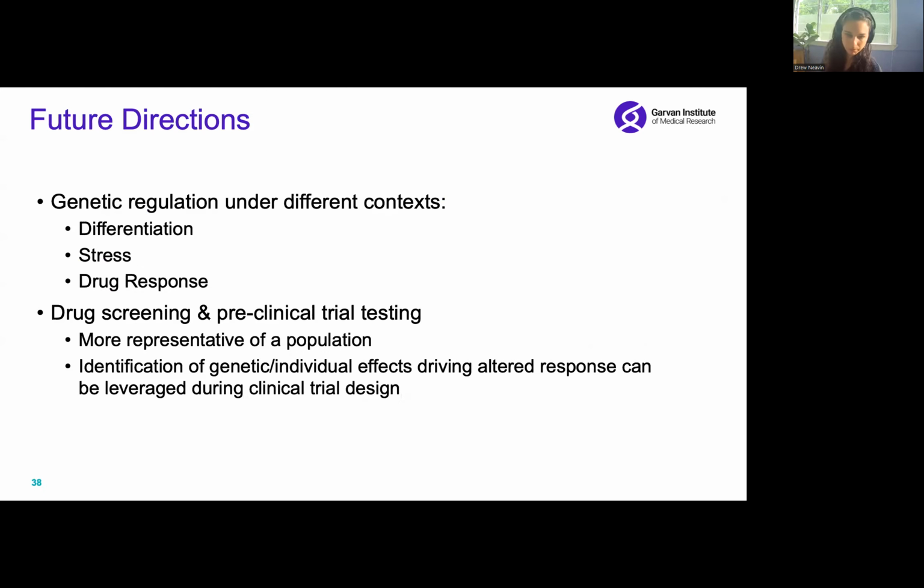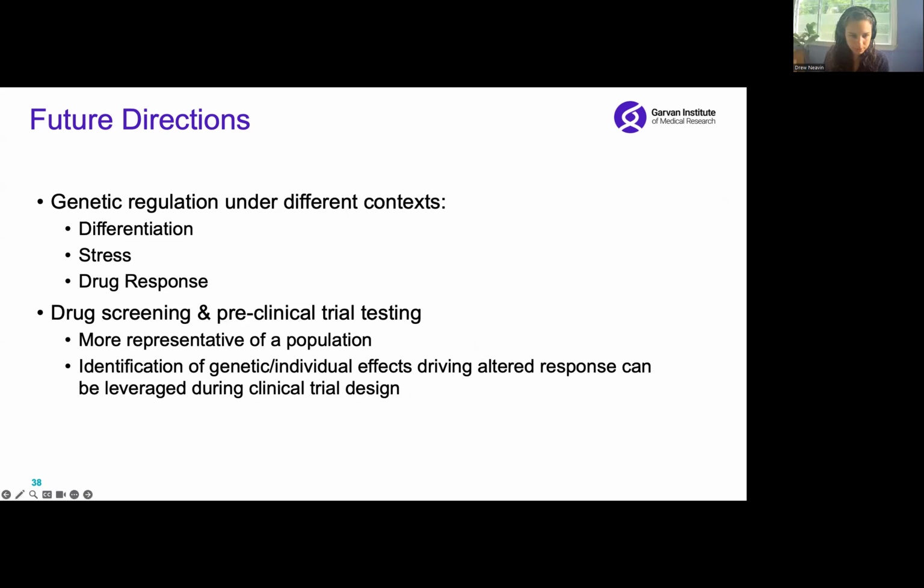And because we're a bit short on time here, I'm actually going to skip my work on genetic ancestry and probably should go towards the end. But what we're really excited about is that these villages can be applied for looking at genetic regulation under different contexts, which is often typical to study outside of using stem cells. And so we can look at genetic regulation across differentiations or under specific stressors or in drug response, and also use them for drug screening and preclinical trial testing as a more representative population sample than just using one or a few stem cell lines.